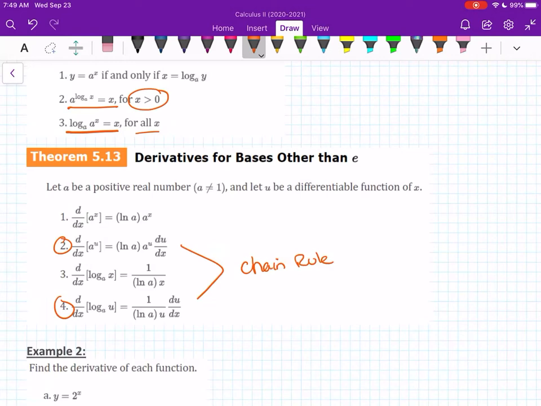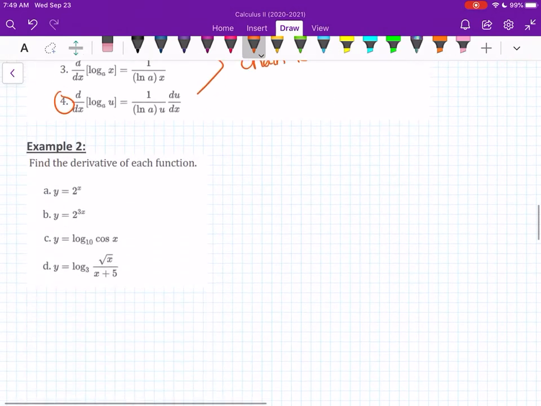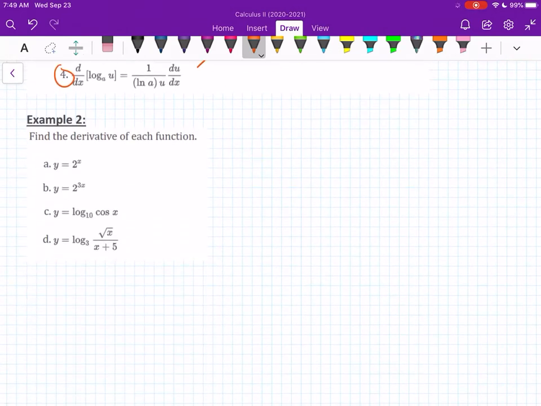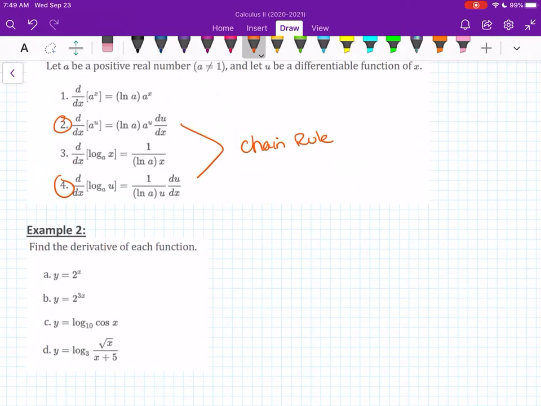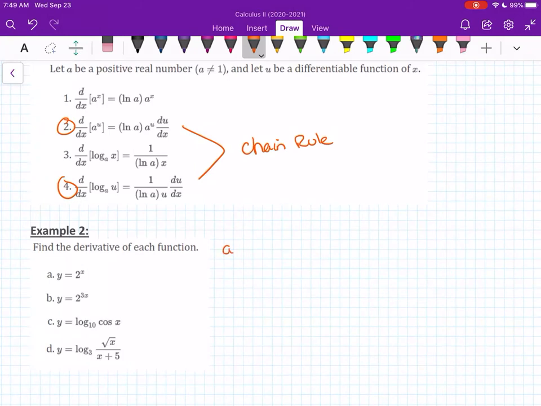Okay, example 2. Find the derivative of each function. Okay, so our first example is y equals 2 to the x. Maybe I'll keep it like this so we can see the rules. So for example A, if y equals 2 to the x, then just using my little formula here, y prime is going to equal the natural log of 2 times 2 to the x.